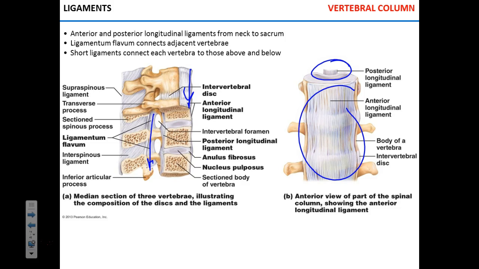Now, I took the liberty of getting the disarticulated skeleton for you out, so now it's going to be a good time to look at the individual vertebrae, and I will guide you through this.